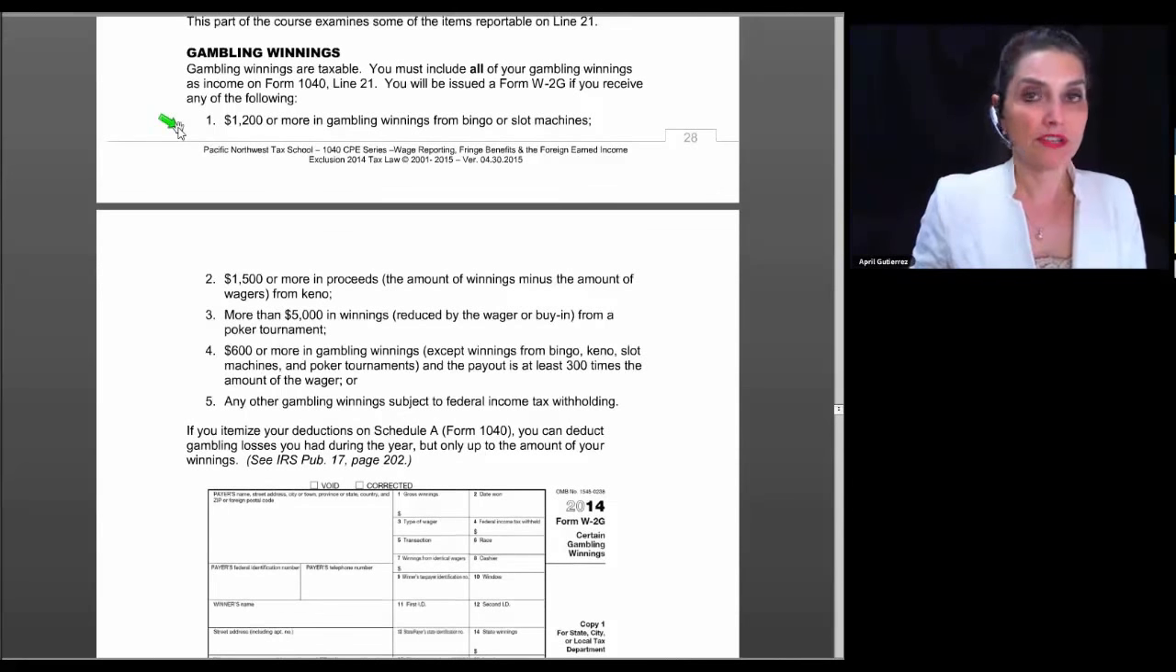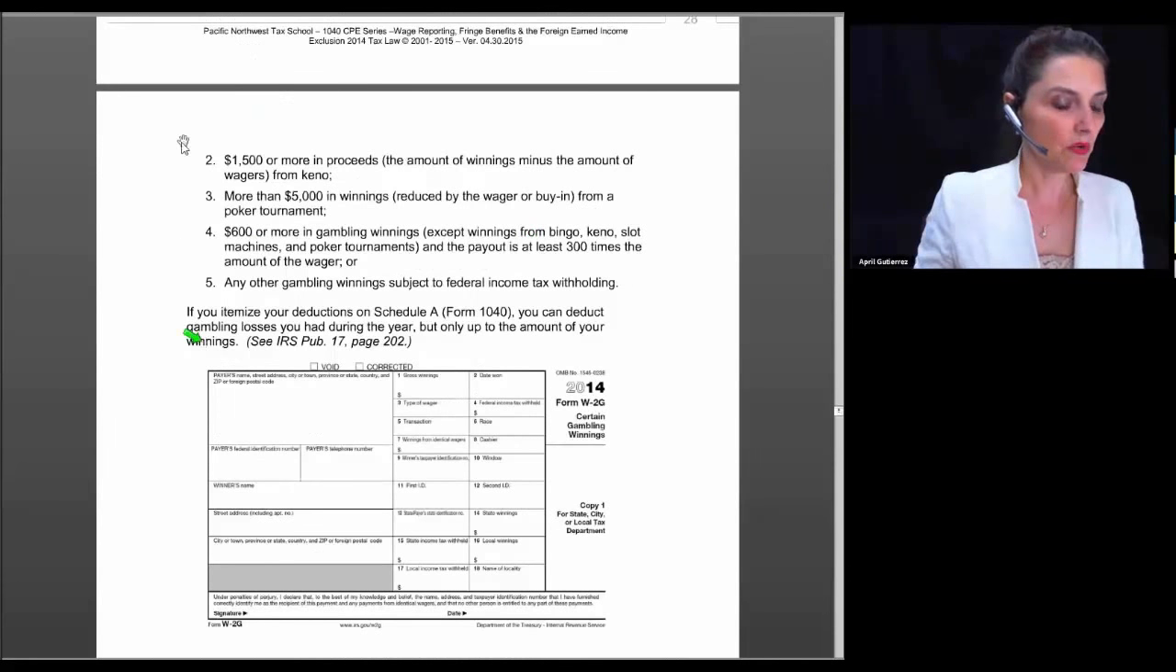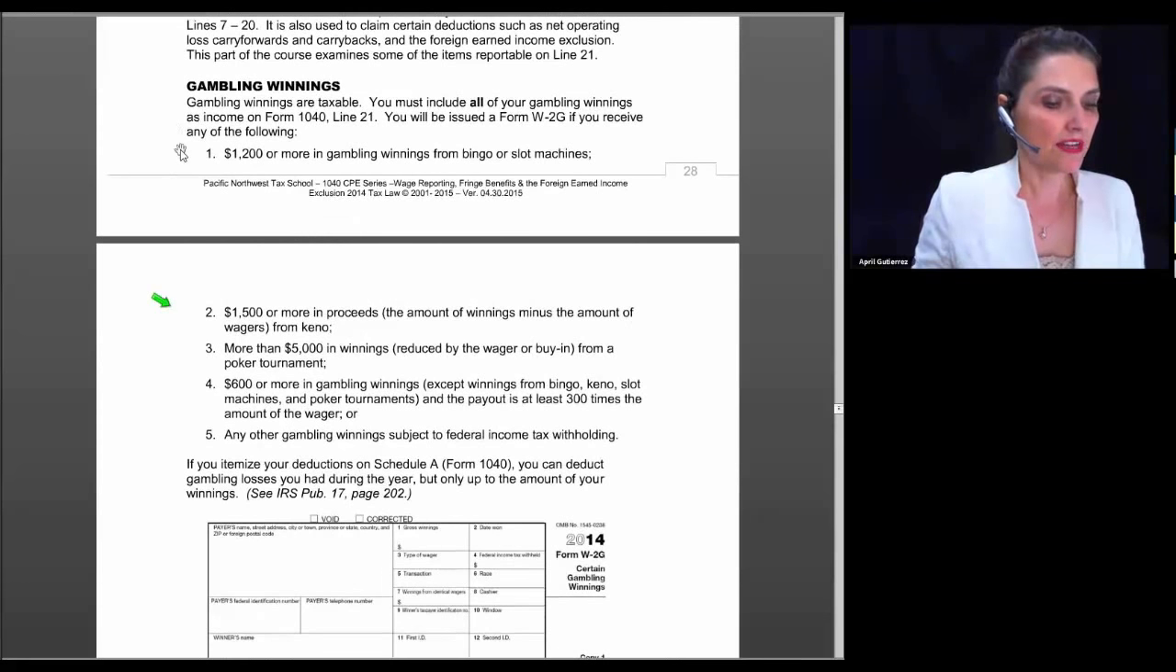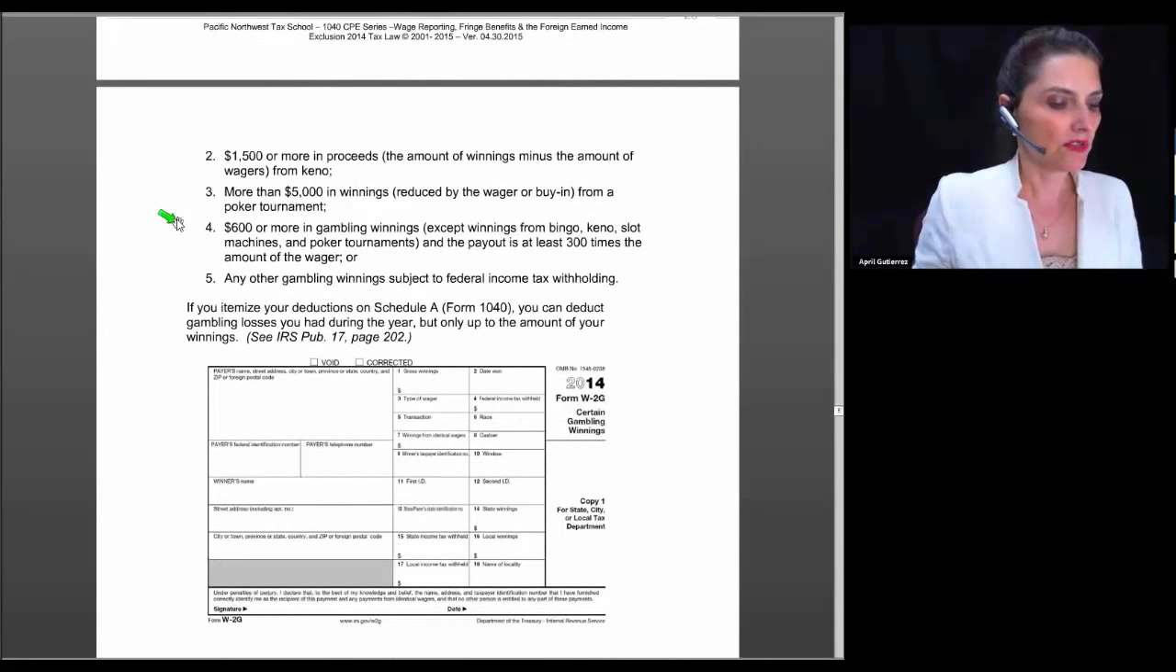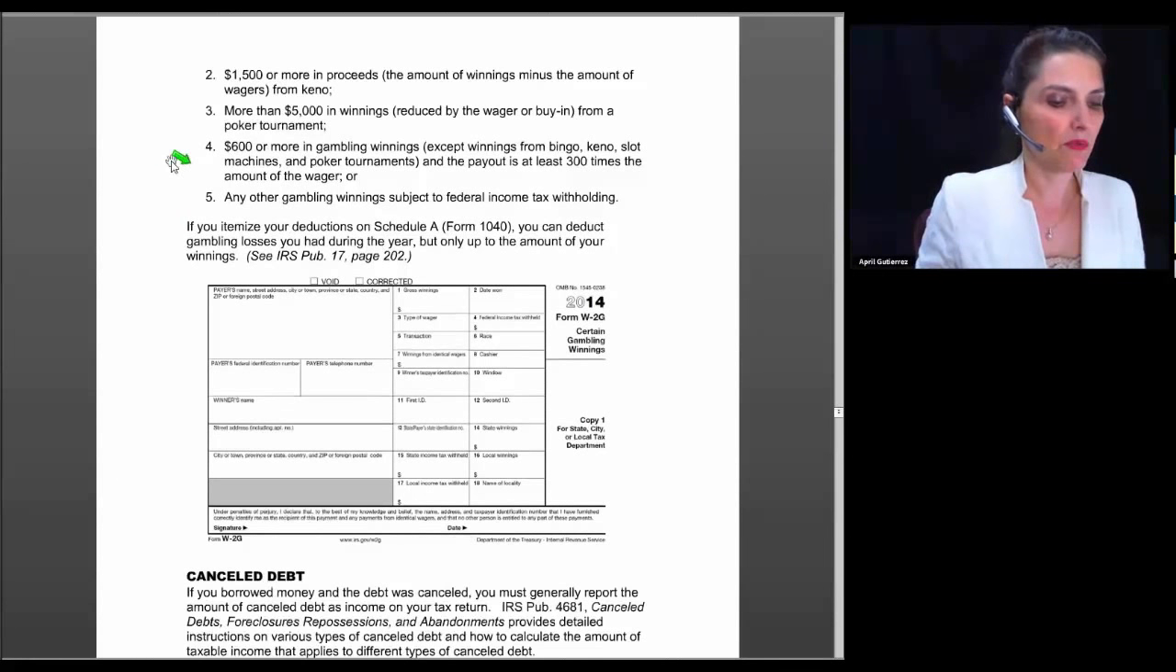Now, when you do gamble and you do win, it's possible you're going to receive a document called a W-2G. And the requirements for W-2G are that you will receive one if you have $1,200 or more in gambling winnings from bingo or slot, $1,500 or more in proceeds from Keno, more than $5,000 in winnings from a buy-in poker tournament type wager, $600 or more in gambling winnings except winnings from bingo, Keno, slot machines, and poker tournaments, and the payout is at least 300 times the amount of the wager, or any other gambling winnings that are subject to federal income tax withholding.